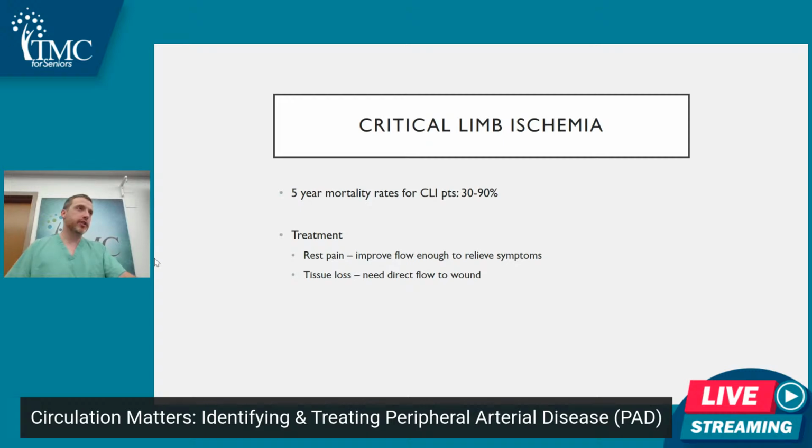When patients are in this kind of stage, not only are they developing all these blockages in their legs, like I talked about, within their heart and their brain, they have a lot of issues going on usually. And so the 5-year risk of them dying is 30 to 90%. It's pretty high. It's almost like a cancer diagnosis.